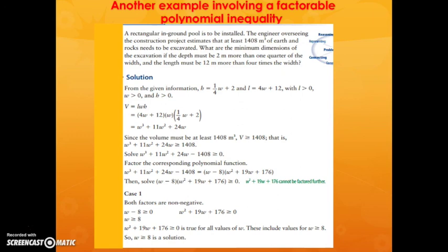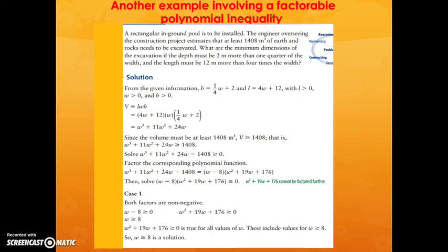The factors of the corresponding polynomial function are W cubed plus 11W squared plus 24W minus 1408 equals (W minus 8)(W squared plus 19W plus 176). Then solve (W minus 8) multiplied by (W squared plus 19W plus 176) greater than or equal to 0. Please take note that W squared plus 19W plus 176 can be factored further.